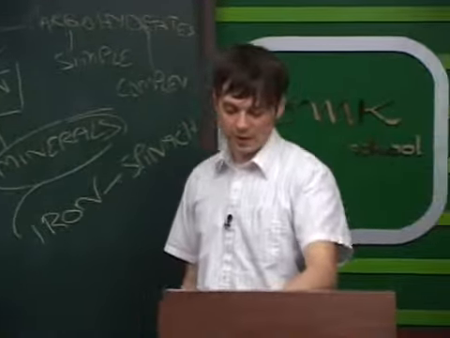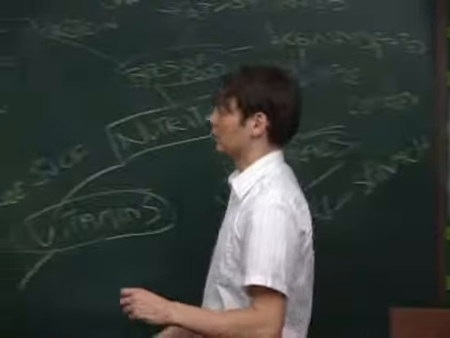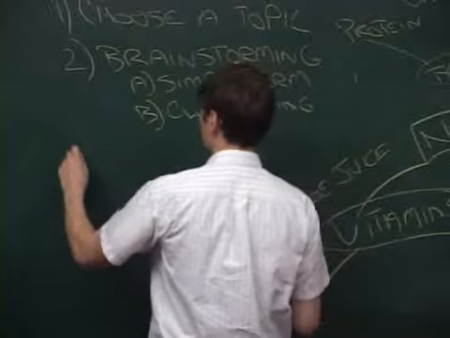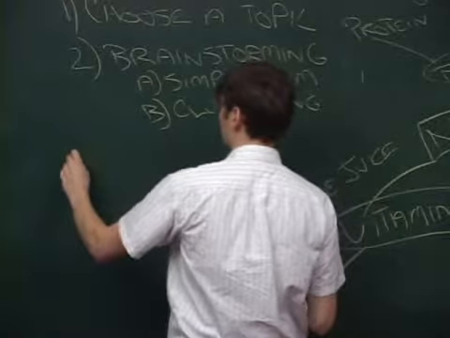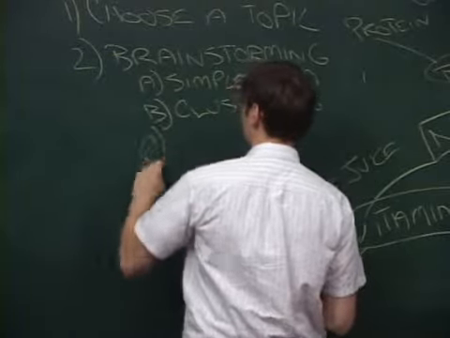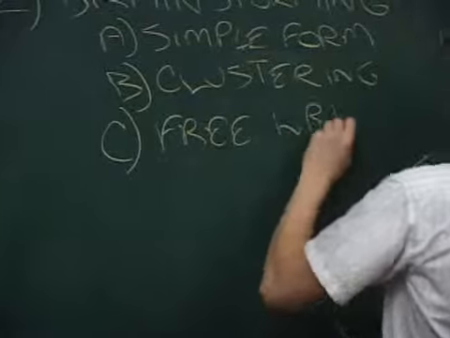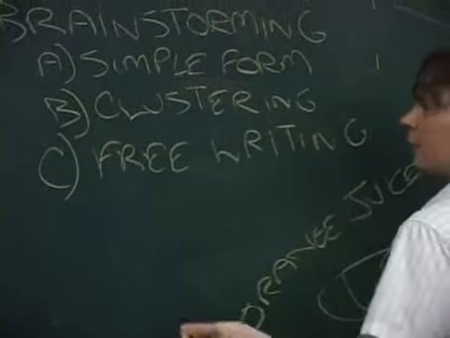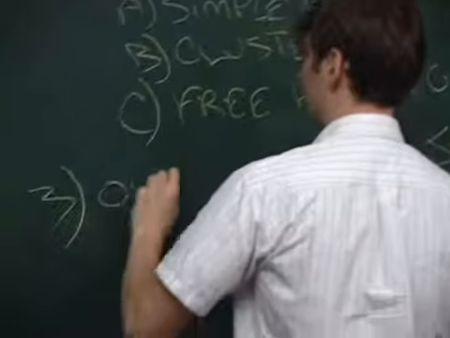Now, the next step, which we'll do in the next lesson, actually, is outlining. Right? So after you've done this, there's another thing you can do, which is free writing. But we'll get into that in the next lesson, actually. So there's free writing. And then next up is outlining.